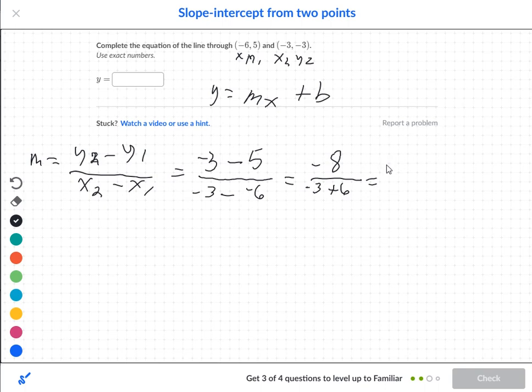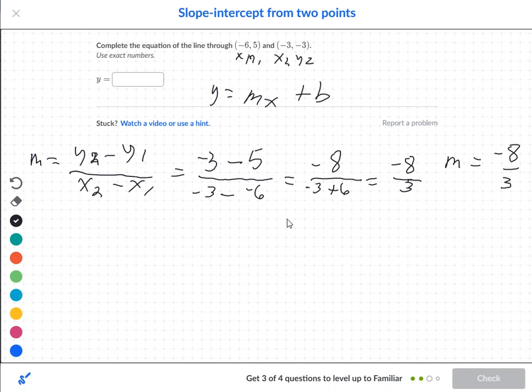So on top, we have a negative 8. On the bottom here, we're going to have a positive 3. So m is equal to a negative 8 over 3.